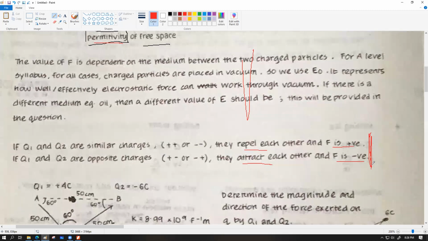But for electric potential, we can have both positive and negative, because electric force can be repulsive, and it can also be attractive. Either of them is possible. So we're going to see about these things over here.